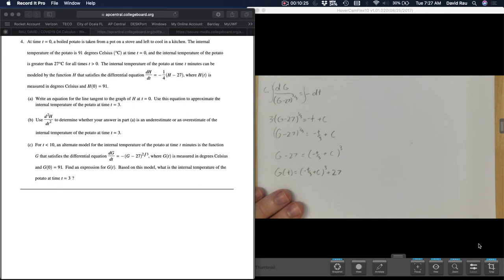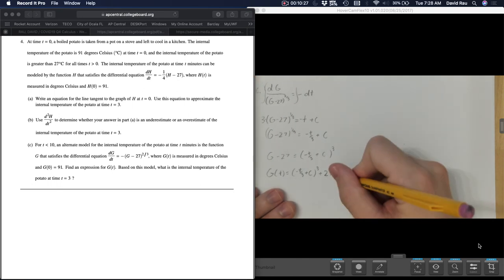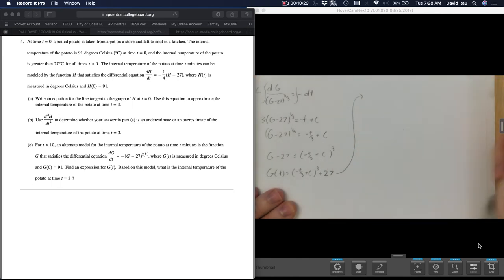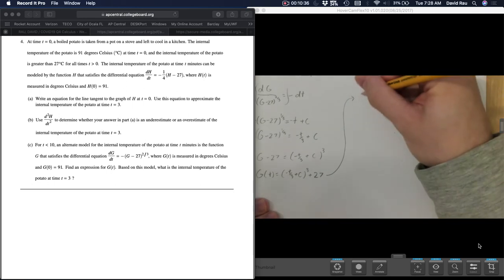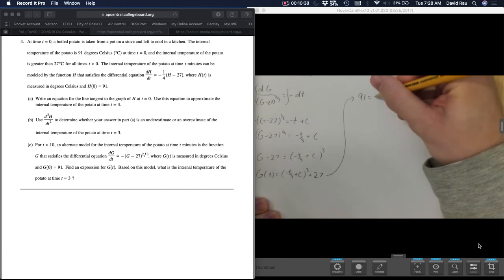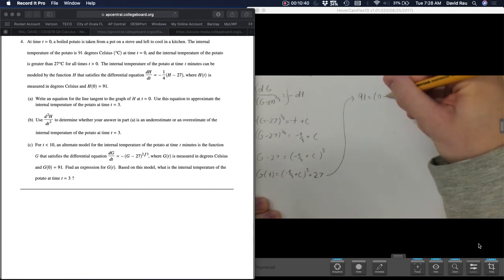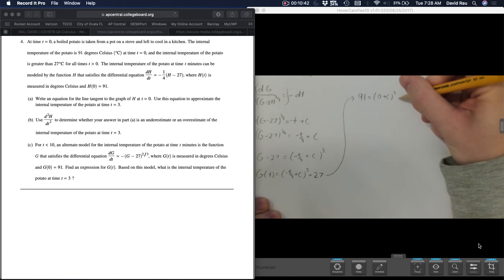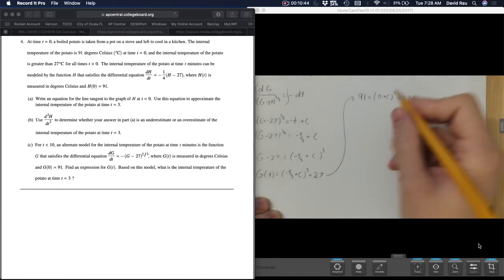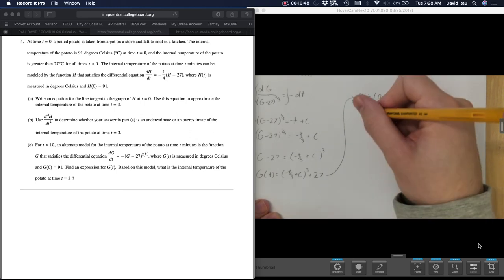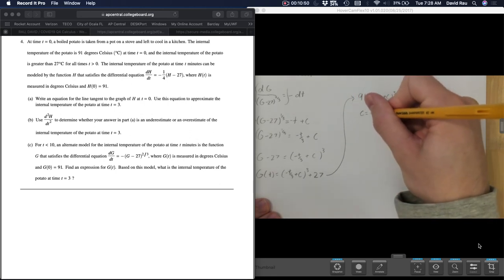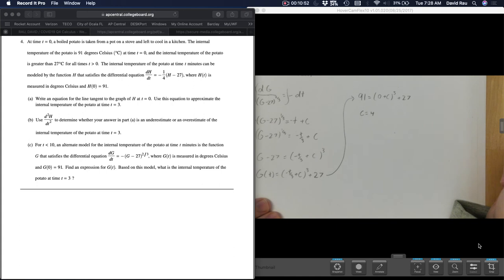All right, awesome. So now I'm going to solve for c, and they give me that initial condition that at 0 it's 91. So 91 is what I get when I have 0 plus c cubed plus 27. Essentially this will end up saying c cubed is equal to 64. So what cubed gets you 64? 4 does. Okay, now I know c is 4.